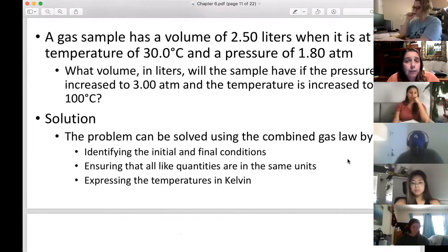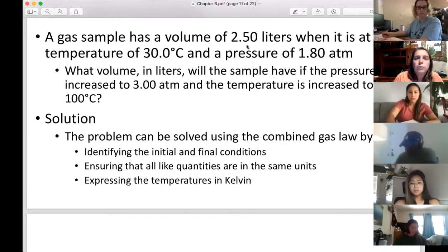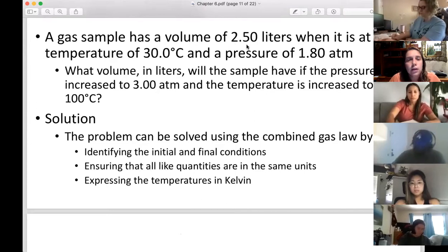So a gas sample has a volume of 2.5 liters. Whenever you're doing a gas law problem, or any word problem where there are not a lot of obvious numbers, start picking out the pieces: volume, 2.5 liters. So I'm going to write down V equals 2.5 liters. The temperature is 30 degrees Celsius and the pressure is 1.80 atmospheres. Okay, so I have a volume, a temperature, and a pressure. I have a V, a T, and a P.